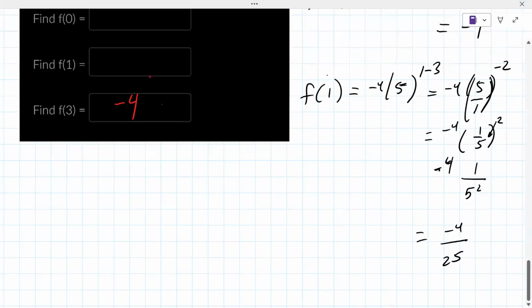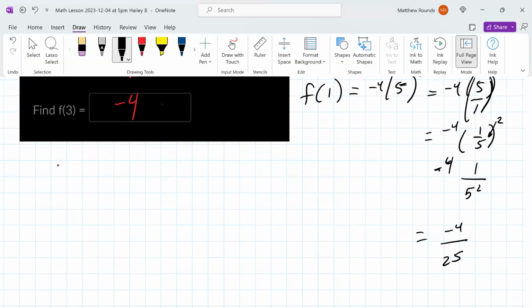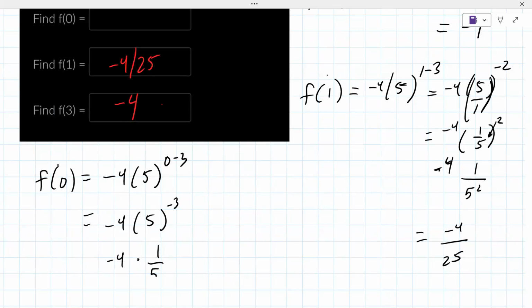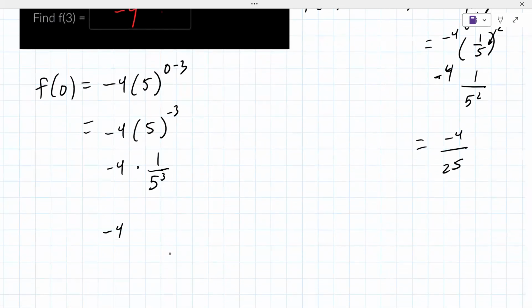And I don't know, does it say anything about, it does say simplified fraction. All right, and then we'll do the last one here. F of 0, negative 4 times 5 to the 0 minus 3 power. So this becomes negative 4 times 5 to the negative 3 power. This becomes 1 over 5 to the power of 3. So basically that negative exponent, you make a fraction or you flip it, goes to the bottom. Negative 4 times 1 over 125, which becomes negative 4 over 125.